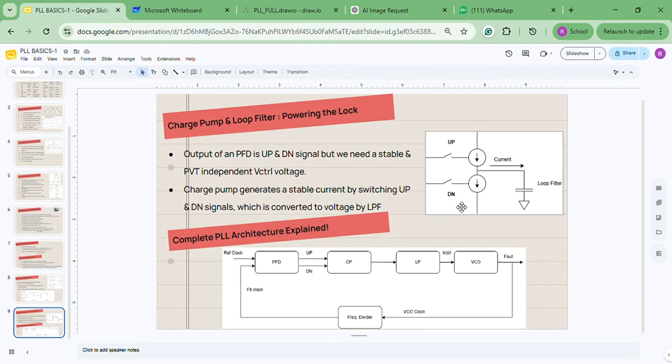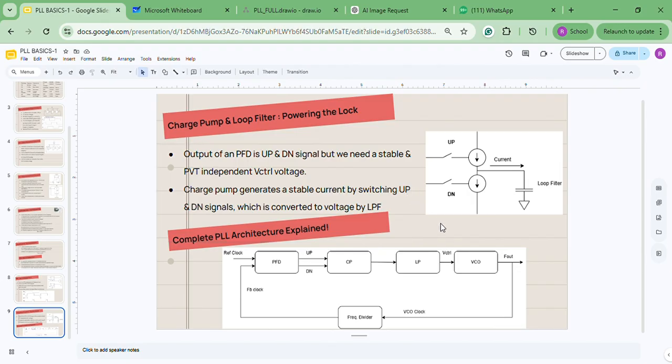Why I said we don't need a pulse in DN signal is, if the pulse comes to DN signal, it will discharge our capacitor. That also can be the case if we need a lower control voltage, so the voltage can be discharged. Suppose we need a higher control voltage, then up signal is up and it will charge the capacitor. So based on our use cases, the capacitor gets charged or discharged, or based on the frequency which we want to tune. On that basis, this voltage is controlled across the loop filter.